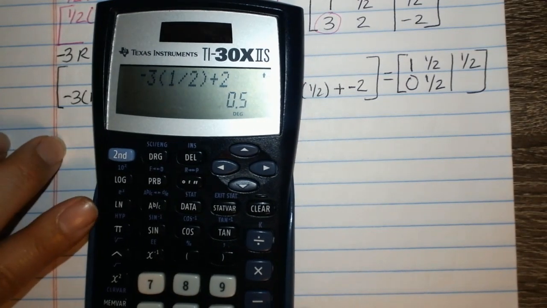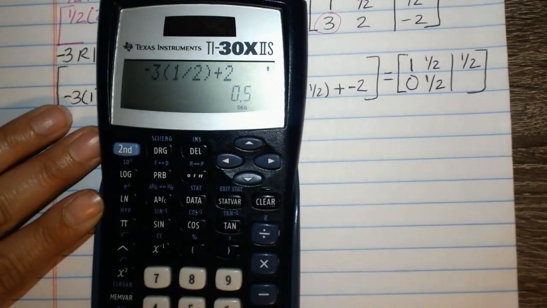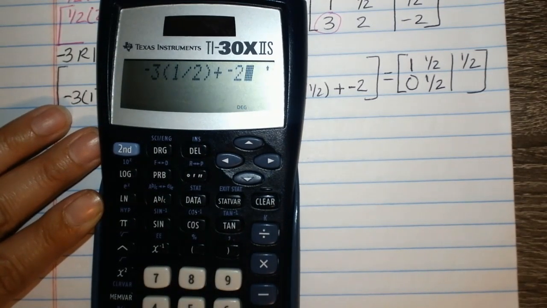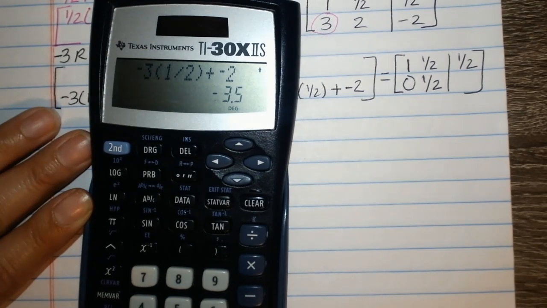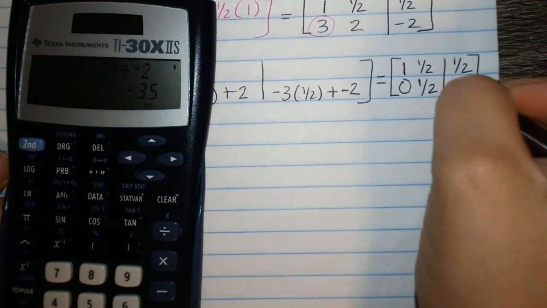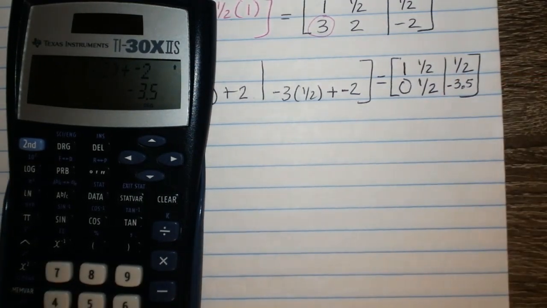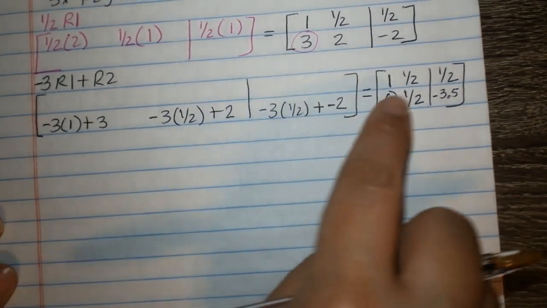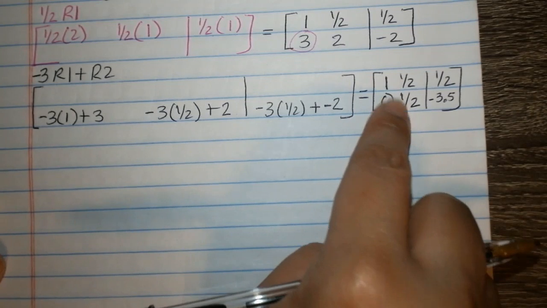And then I have -3 parentheses 1/2 plus a -2. My answer is -3.5. So you could write it as a -3.5. You could write it as a fraction, which is -7/2. Whichever way, it's okay. So I have the 1 and 0, what I want.